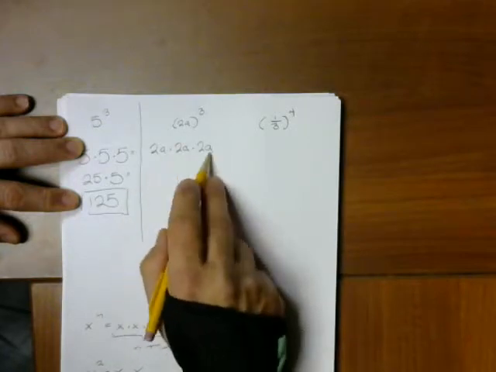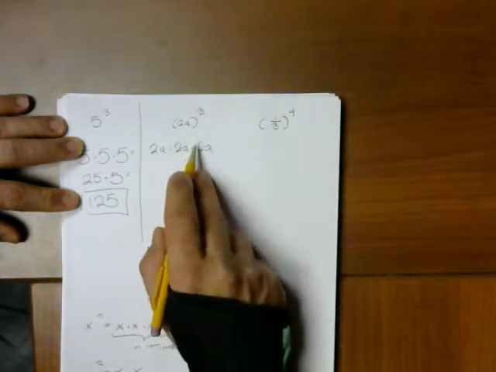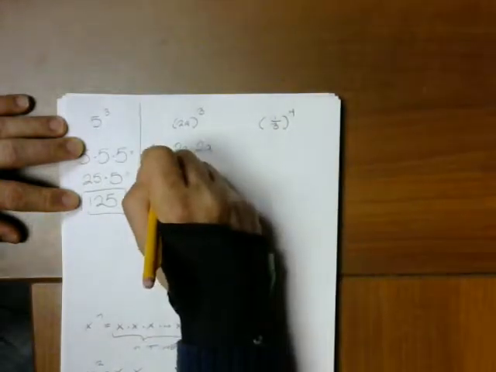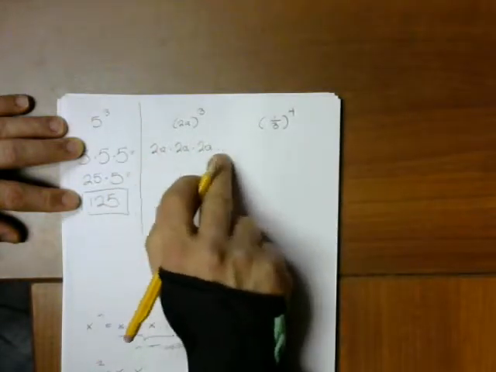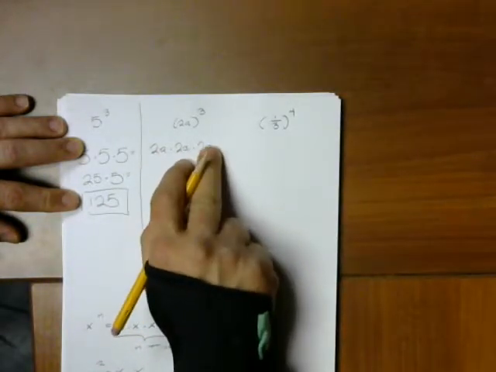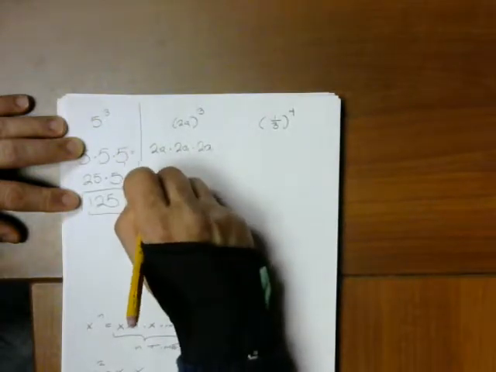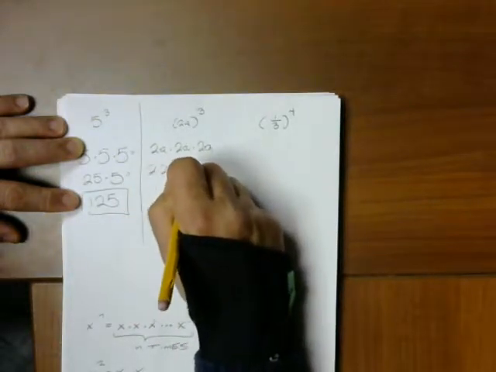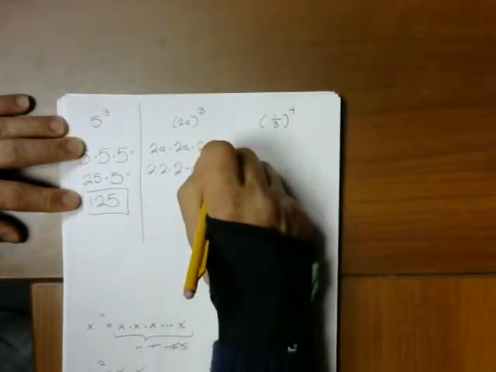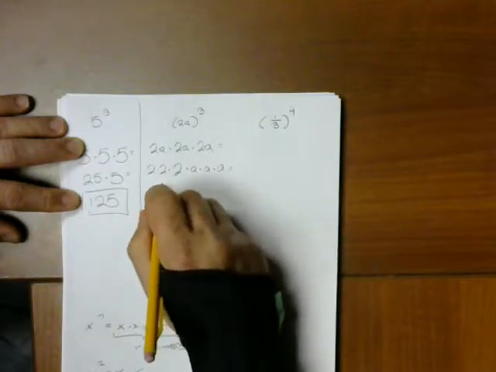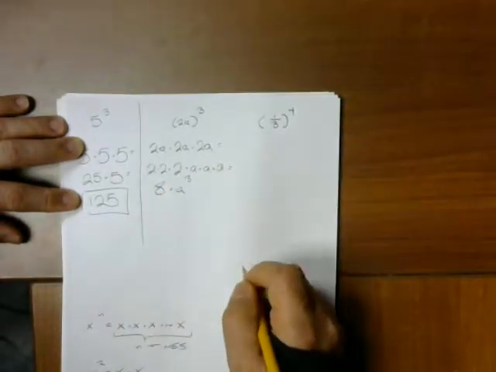So what is this? Well, this is 6 different things times each other, all multiplied together. We have 3 2's and 3 a's, right? 2 times a times 2 times a times 2 times a. Well, it doesn't matter what order they are, because as long as everything is being multiplied, we could put them in any order we like. So I get 2 times 2 times 2 times a times a times a. Well, this is going to be 8, and this, by definition, is a cubed.